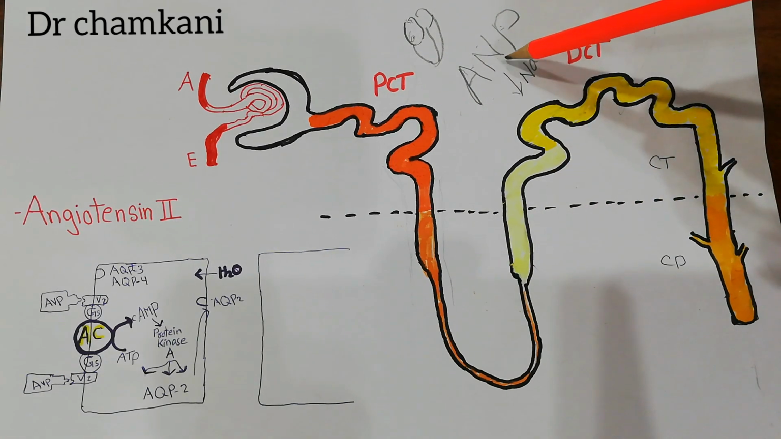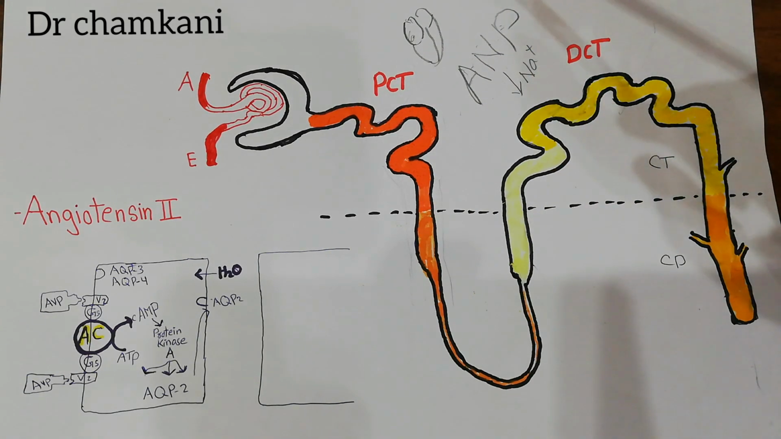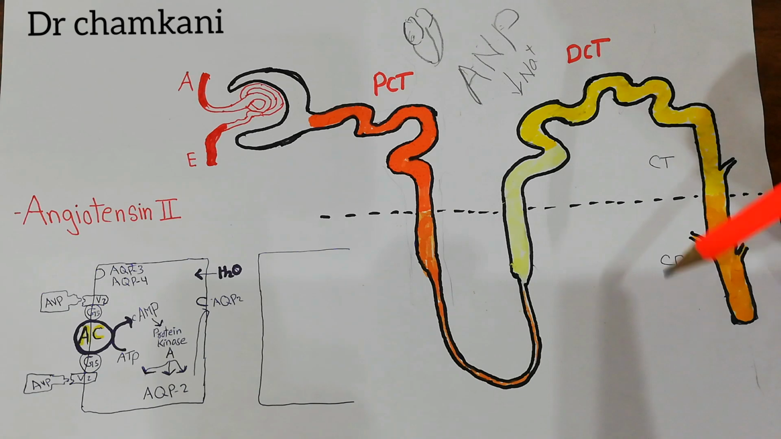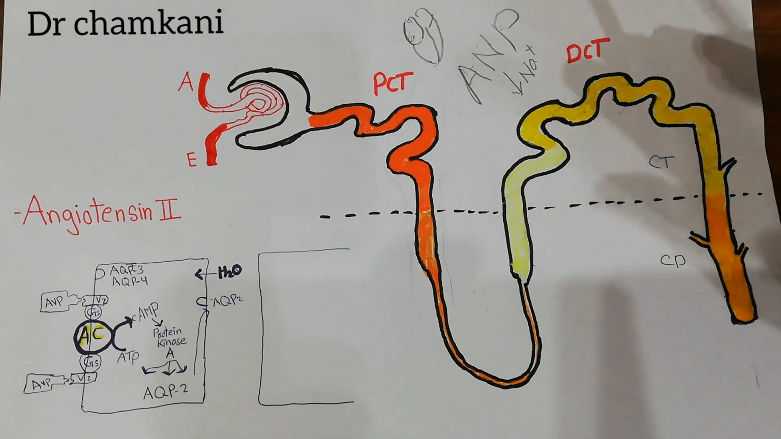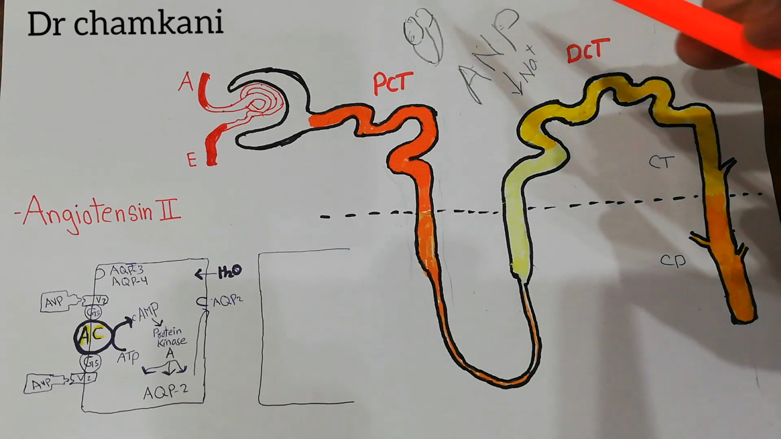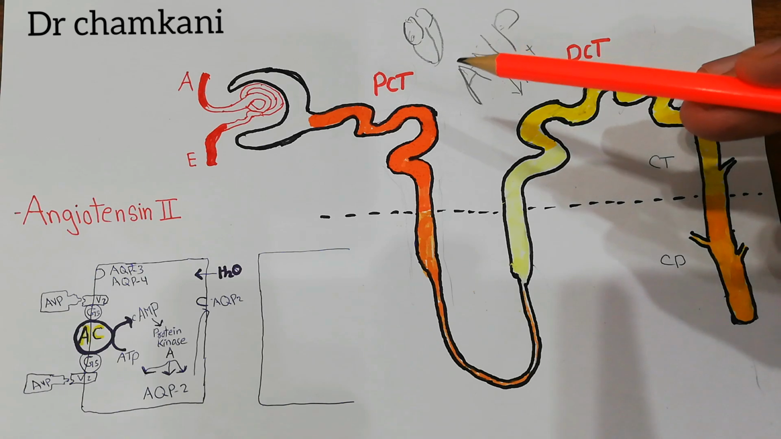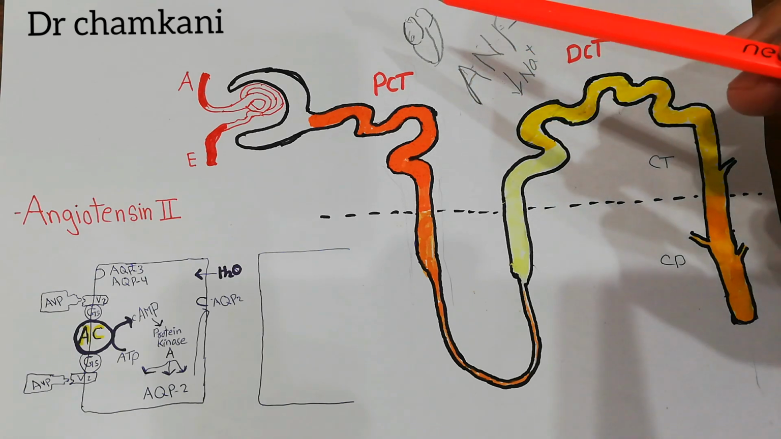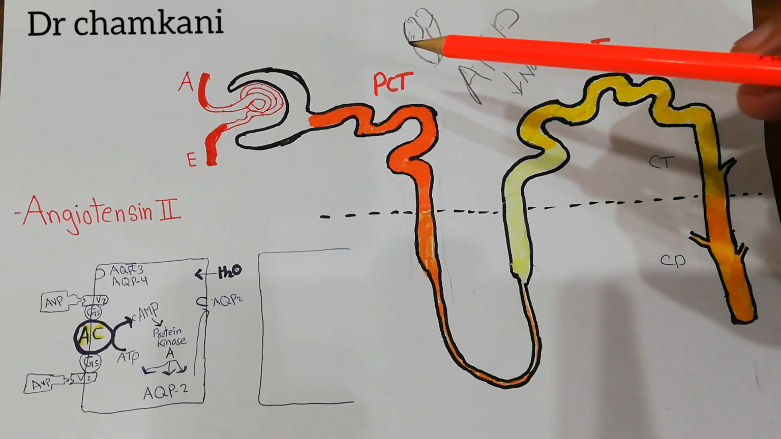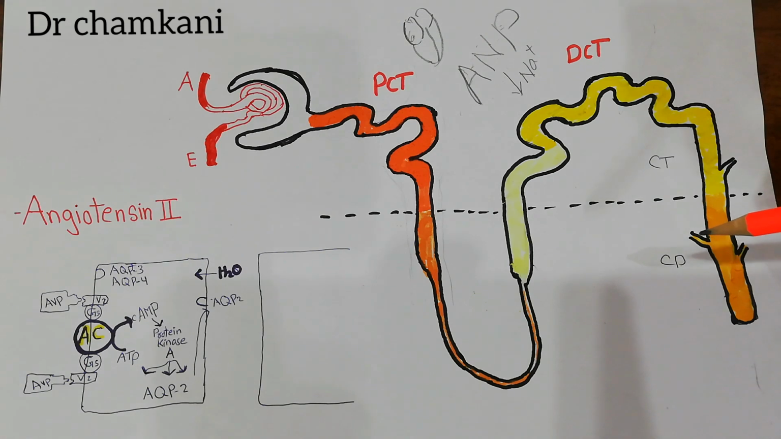So atrial natriuretic peptide also modifies urine, and that's why it is being discussed in the topic of reabsorption and urine formation. And that's the role of the atrial natriuretic peptide. It gets secreted when fluid overload stretches the right atrium, and it decreases the reabsorption of sodium and water.